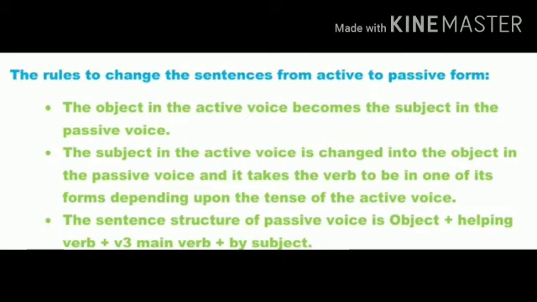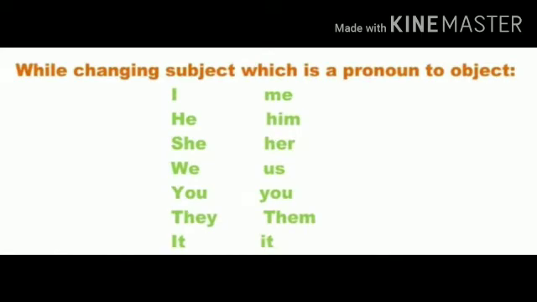Next rule, the verb in the active voice is changed into the past participle in the passive voice, and it takes the verb to be in one of its forms depending upon the tense of the active voice. In the active voice, if the subject is a pronoun and we are going to change this subject into an object in the passive voice, then I becomes me, he becomes him, she becomes her, we becomes us, and they becomes them, and you and it remain the same. We have to remember it properly.